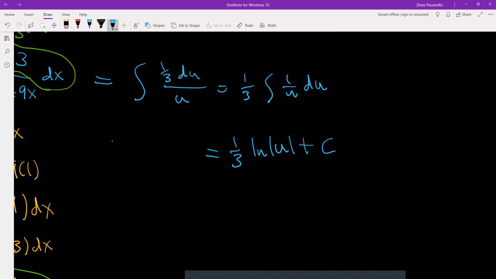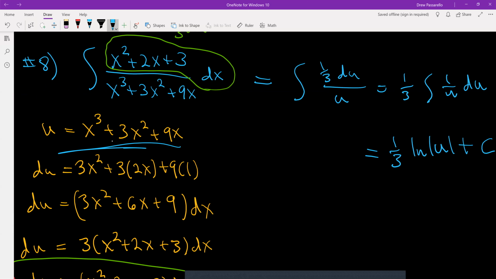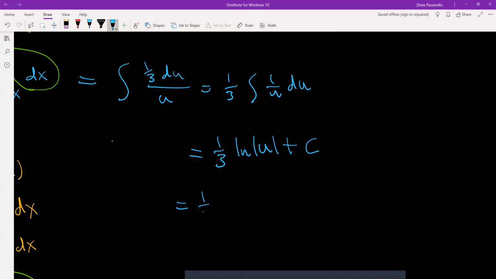All right, and then I back substitute. Well, u was this entire thing, x cubed plus 3x squared plus 9x. So this will be equal to 1/3 times the natural log of the absolute value of x cubed plus 3x squared plus 9x. And then plus c. And then that's it. That's my answer.